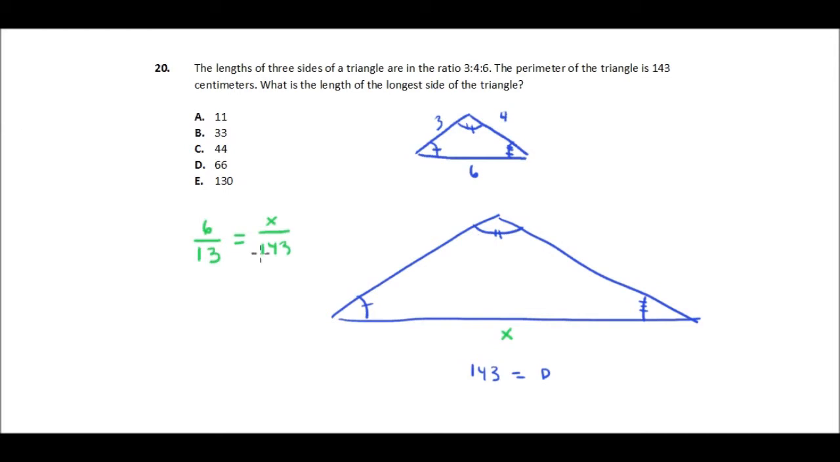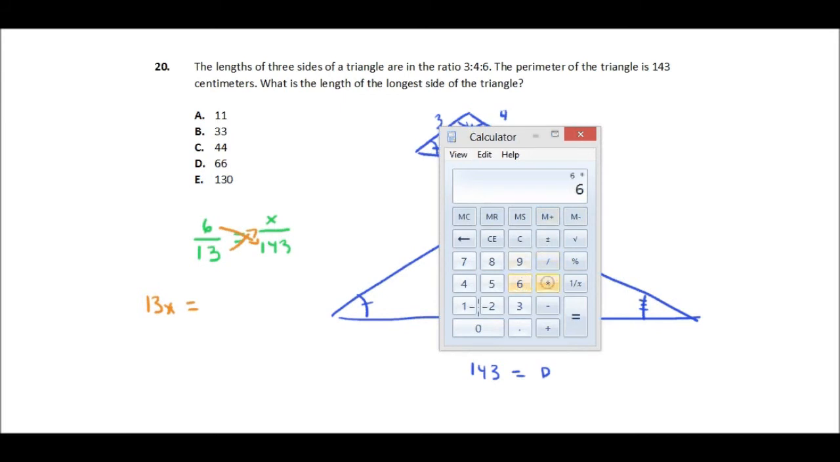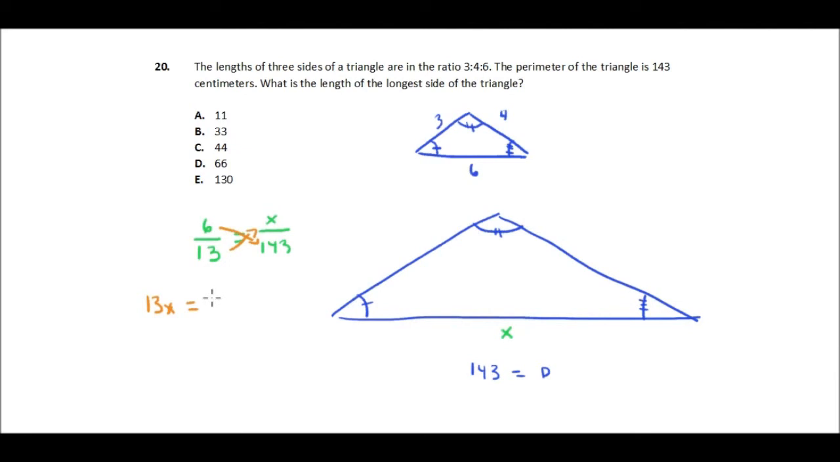So I've got 13 times x. Well, that's 13x. And I know that equals 6 times 143. So let me do that on the calculator. 6 times 143. Whoops, I didn't do that right. 6 times 143, and that equals 858. So 858.